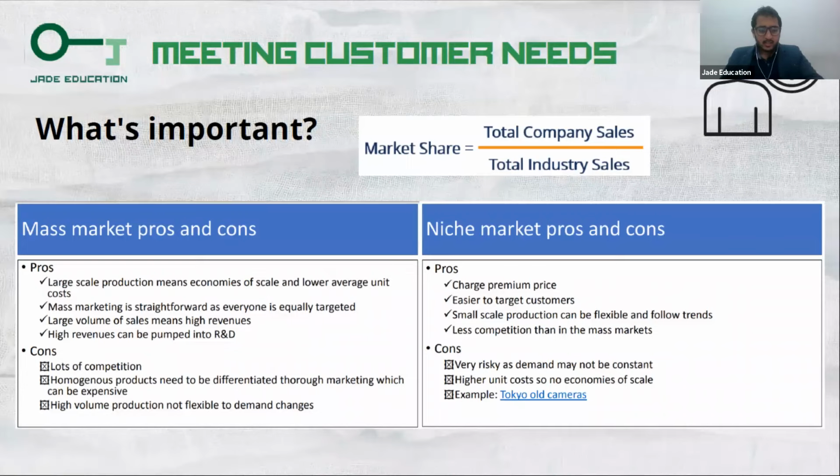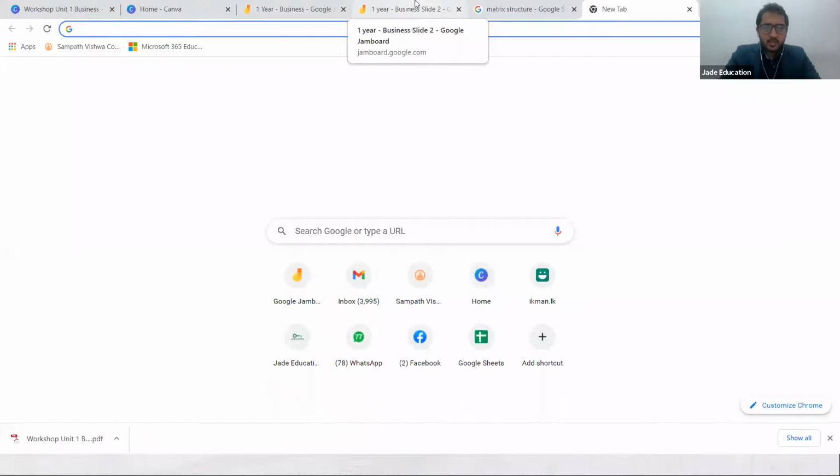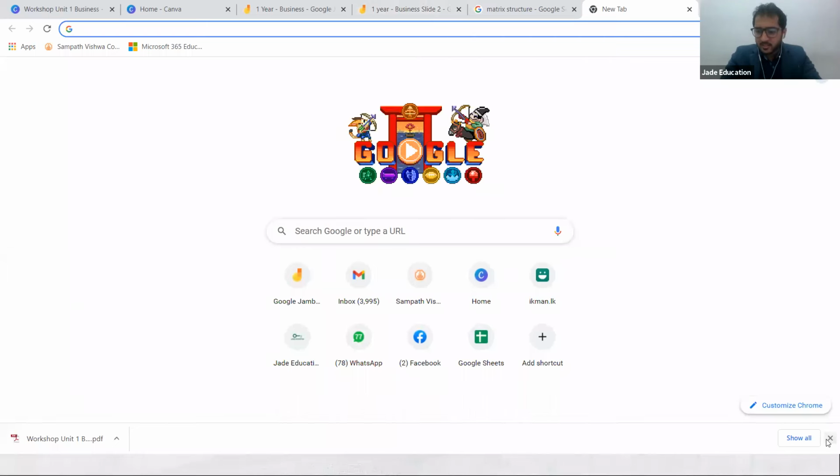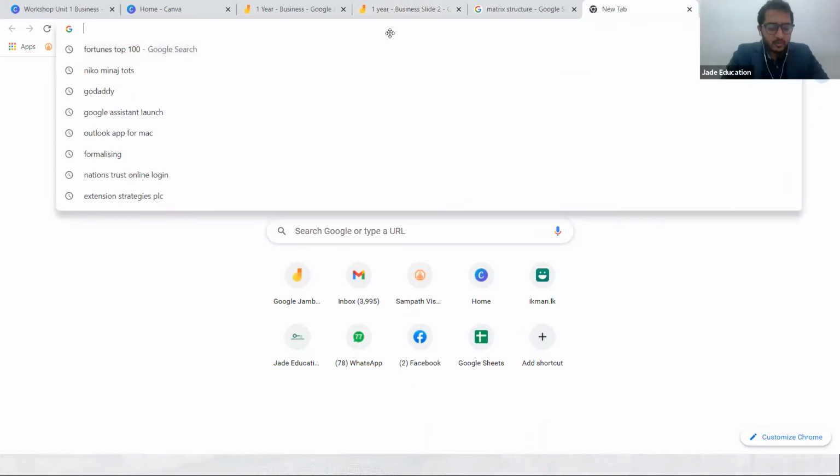For example, if you guys know Louis Vuitton, can you guys see my screen? I'm switching to my browser. Can someone confirm if you can see it? Yes, sir.